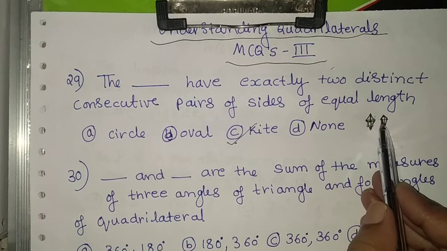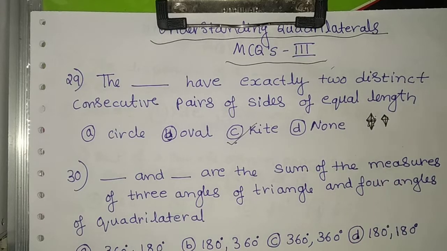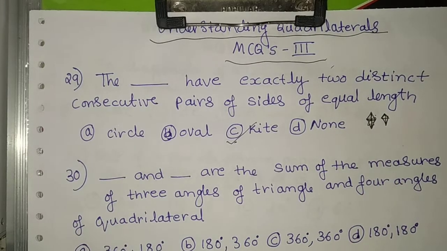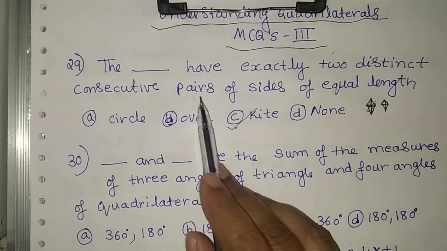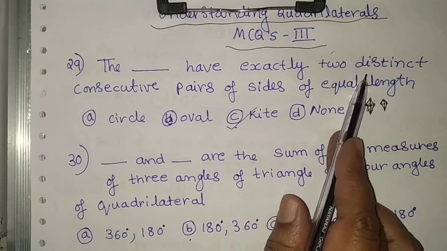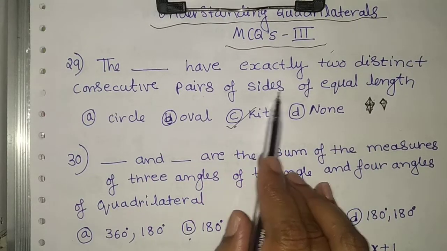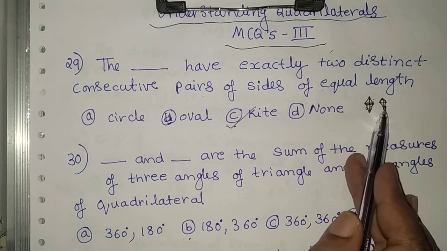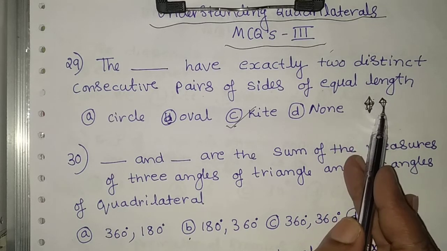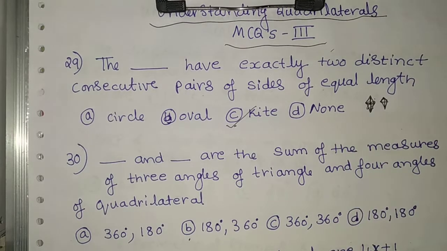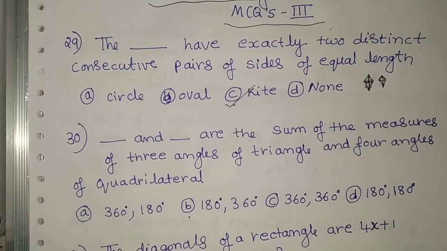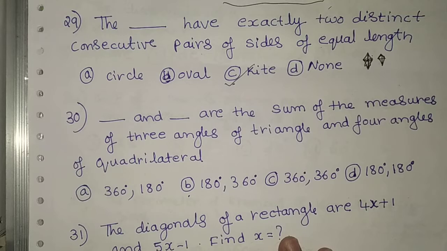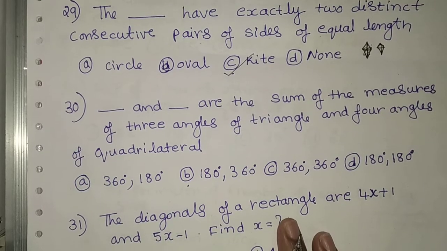So these two form a pair and these two form another pair. So this is called the exactly two distinct consecutive pairs of sides of equal length. These two will be equal and these two will be equal. This forms a pair and this forms a pair. So the answer is kite. Now the next one is the 30th problem.